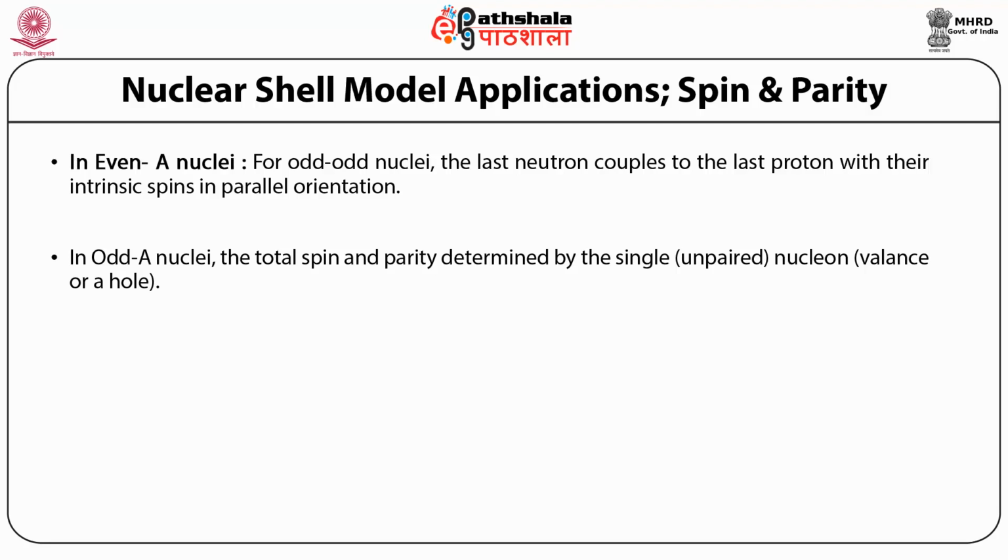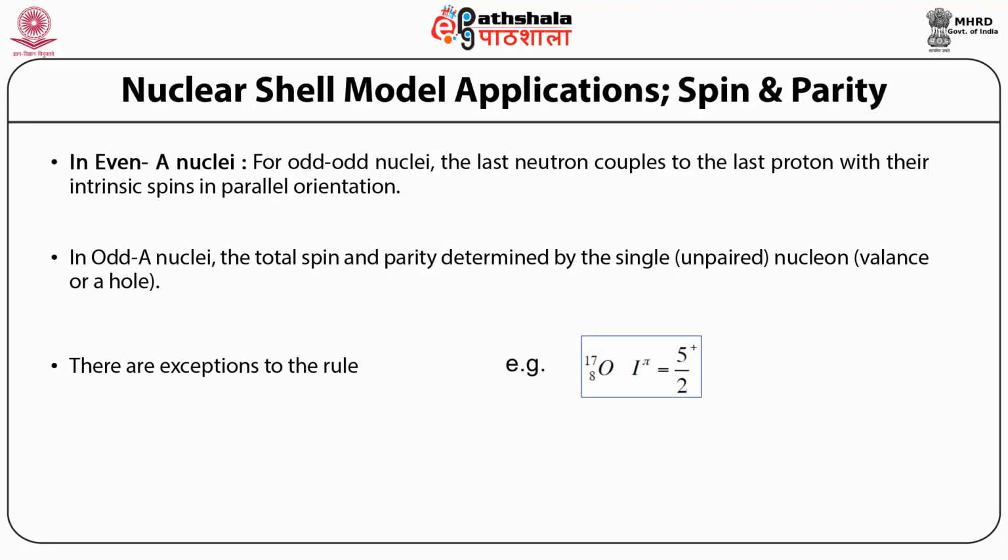For even nuclei, the resultant spin is 0, whereas for the odd nucleon, or the lone nucleon, total spin and parity is basically defined by the spin and parity of that nucleon. There are exceptions to this rule. Example, oxygen 17, I pi is equal to 5 by 2 plus. In oxygen 17, the neutron is odd, so the spin value obtained is 5 by 2 plus: 2 closed shells for protons and neutrons plus 1 unpaired neutron.